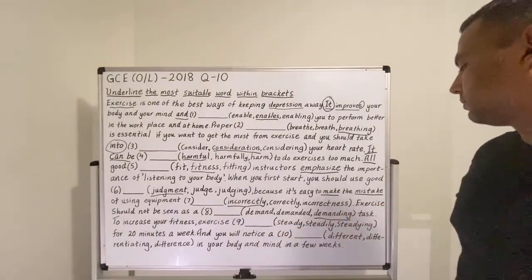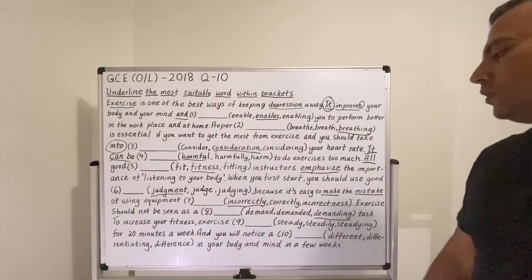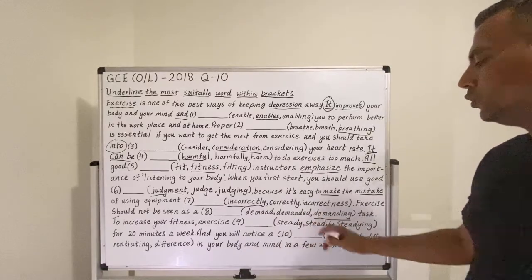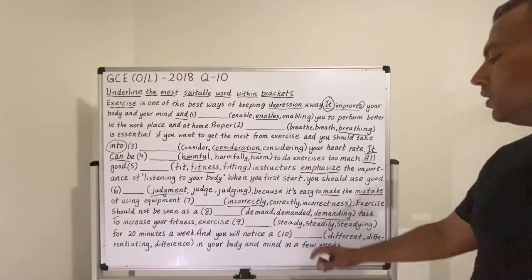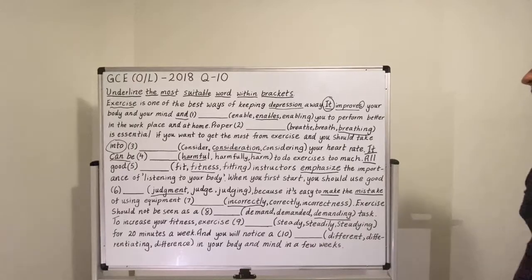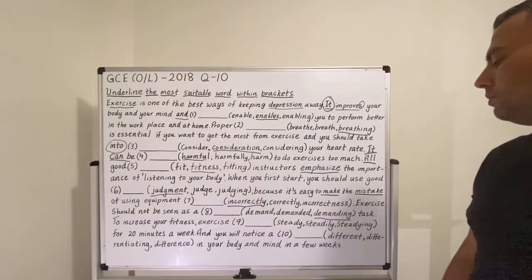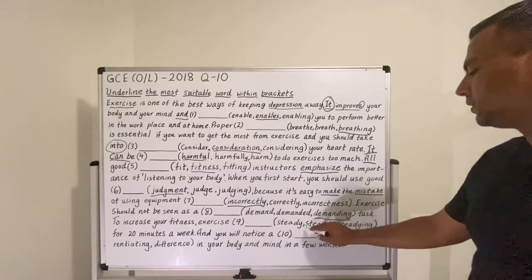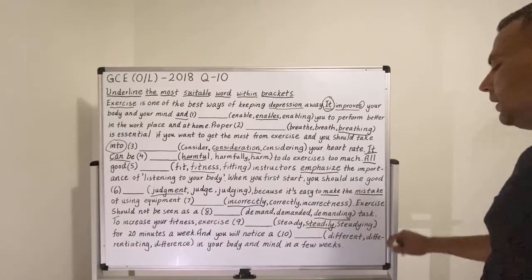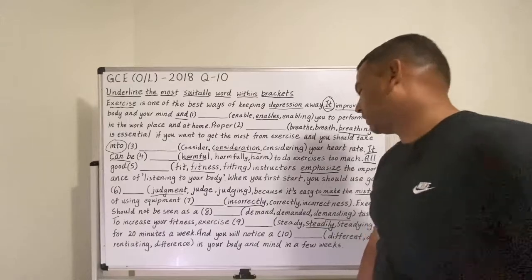So again, what do we have to use here? So we are talking about doing something. So we have to use what? An adverb. Okay. So what is steady? Steady is mostly used as a verb. Okay. And steadily is the adverb. Steadying is the adjective. Okay.